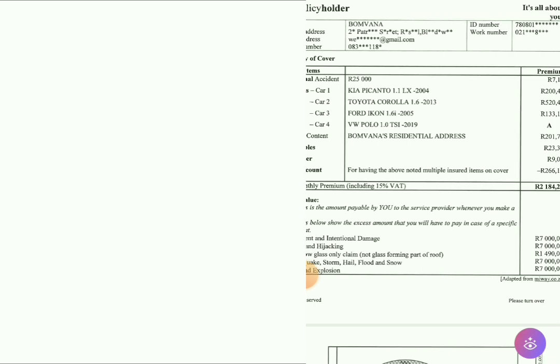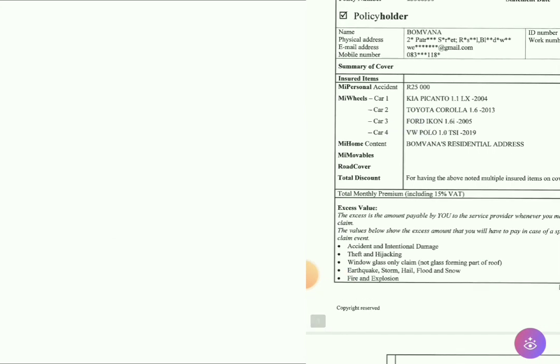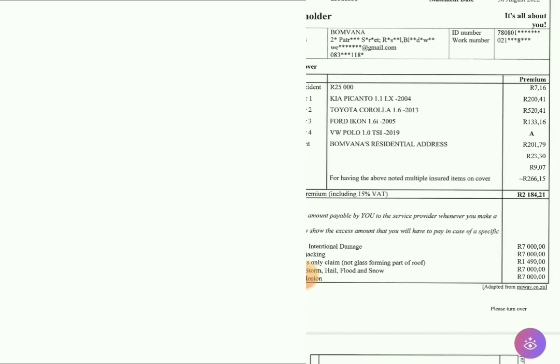So guys, we are going to 2.1.5. I've already read the question, so I'm in the annexure now. We are calculating the amount of VAT. You can see here it says total monthly premium including 15% VAT. So now we are calculating VAT. I'm going to use an accounting formula which is actually easy.